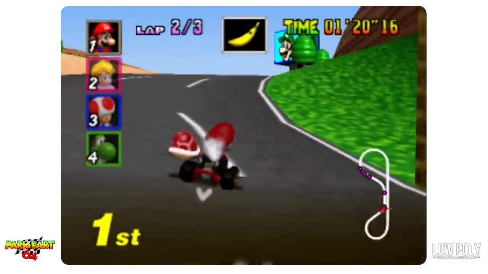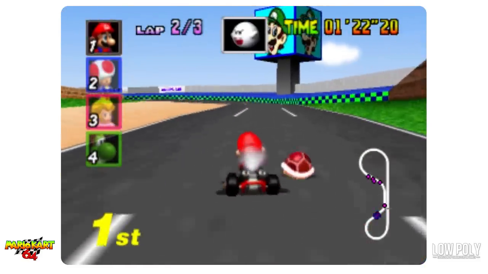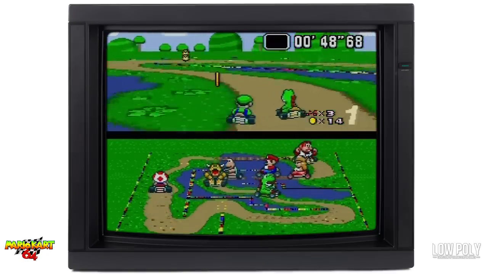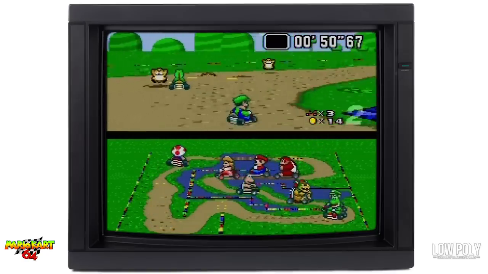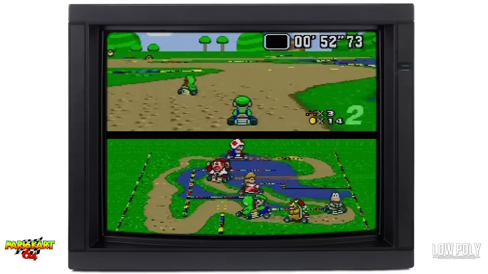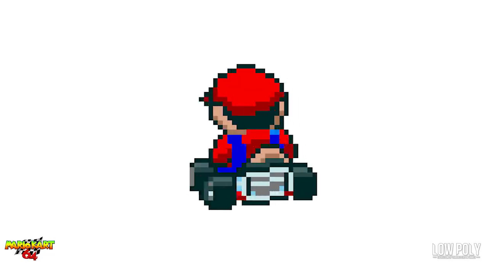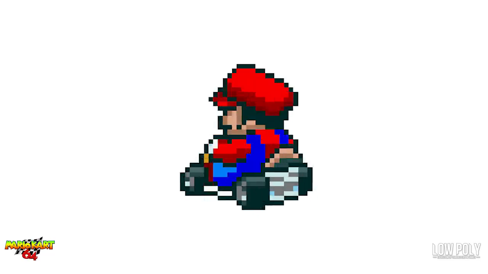And therein lies the biggest problem. Cartridges can only really store so much. So to alleviate the problem of character models taking up way too much memory on a cartridge, what they did was take a similar approach to what they had in Super Mario Kart for the SNES. That is to say that in fact they used sprites for the character models.